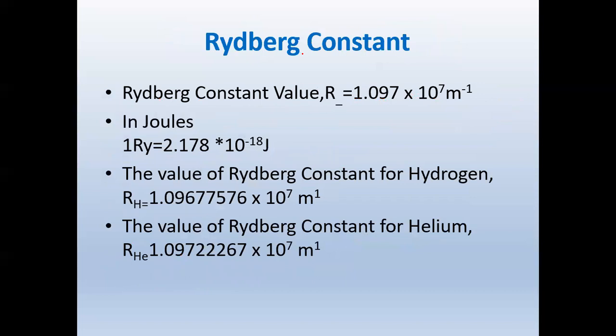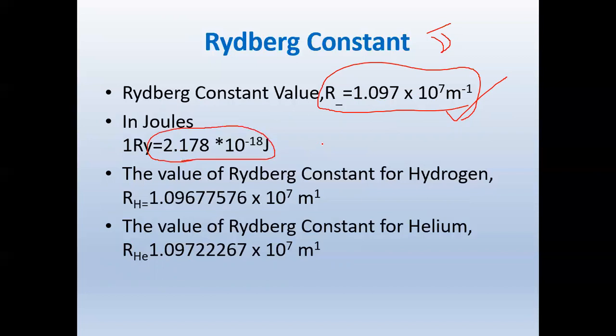Next, from the chapter of atomic structure, here you need Rydberg constant. Rydberg constant value R is equal to 1.097 into 10 raised to 7 per meter. In joules, this should be written as 2.718 into 10 raised to minus 18 joules. In terms of joules, the other one is per meter. So in such cases, we will write it as wave number. There we use this value. So now in joules, 1 Rydberg constant will be equal to 2.718 into 10 raised to minus 18 joules.